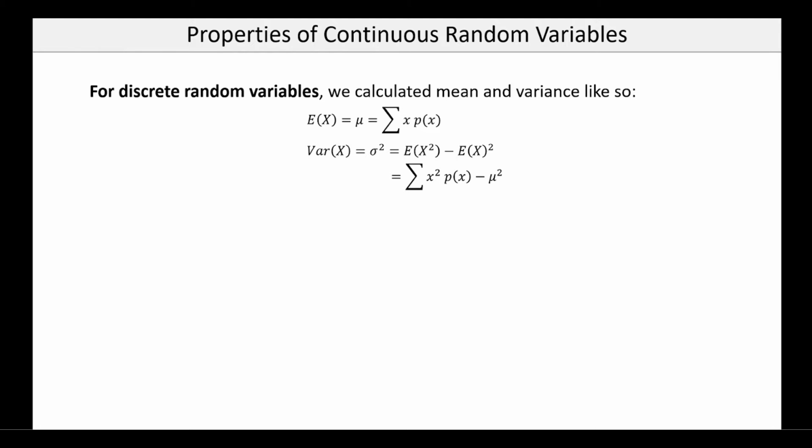The expectation was the sum of x times its corresponding probability. So each probability was multiplied by x, and then we summed those all together. The variance was a combination of the expectation of x squared, a very similar calculation. We multiplied each probability by x squared, and then we summed those together. And then we subtracted the expectation of x squared. So this should be very familiar to you.